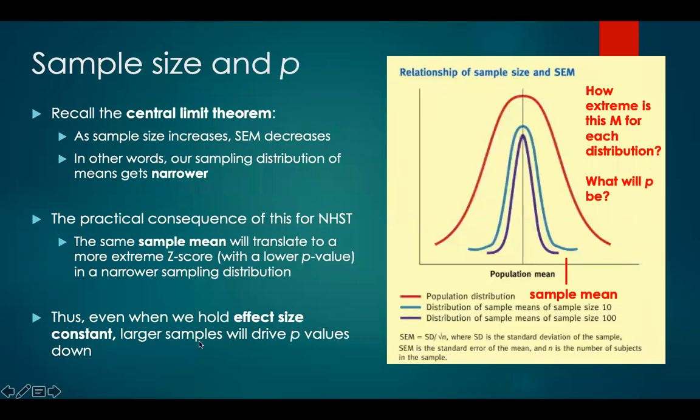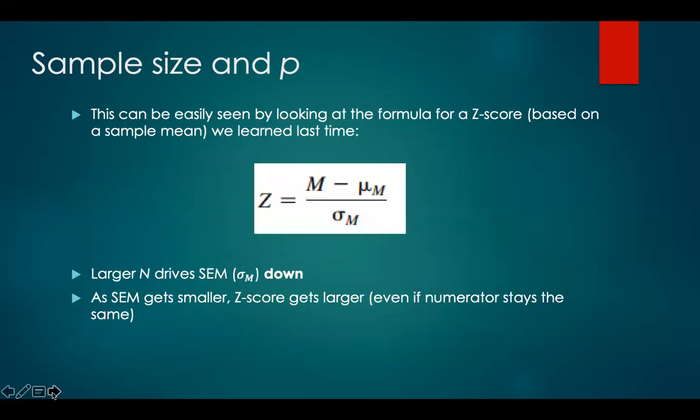So let's recall the central limit theorem. What we learned from this is that as sample size increases, standard error of the mean decreases. In other words, our sampling distribution of the mean gets narrower. Here's a visualization of this. And the practical consequence of this for null hypothesis significance testing is that the same sample mean will translate to a more extreme z-score with a lower p-value in a narrower sampling distribution. Thus, even when we hold effect size constant, larger samples will drive p-values down.